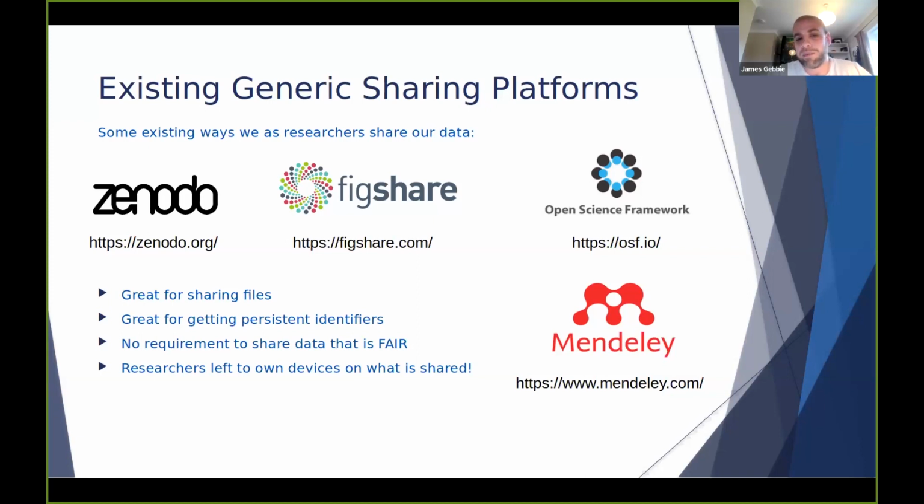There's no real requirement to share data that is FAIR, though. So if you share an archive that has a format that is FAIR within it, then it will be FAIR. But the thing is, it's not required. It's not enforced. So we all know when we're busy and we're in that research publish cycle, we're not going to be doing these things. So basically, we're all left to our own devices there.